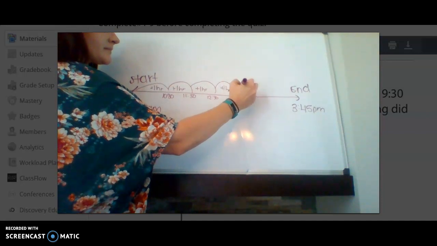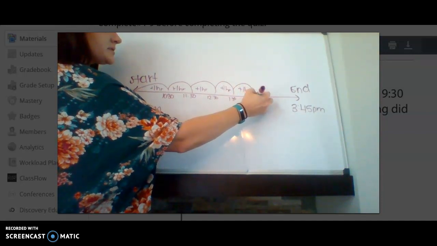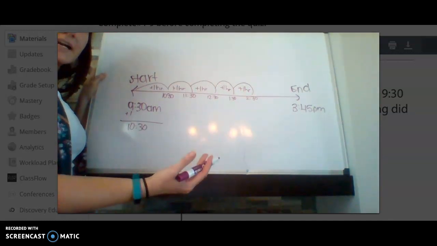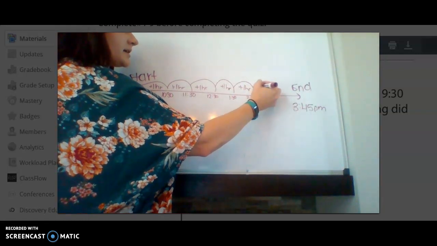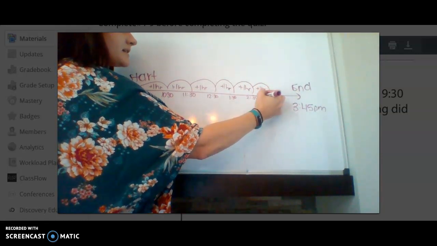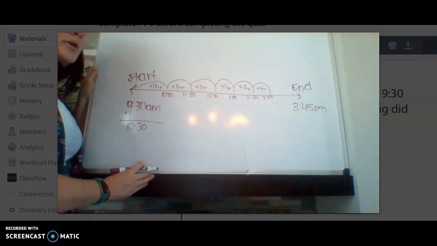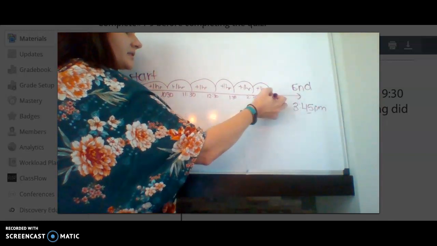Okay? Add 1 more hour. Now we're at 2:30. And if I jump 1 more hour and I'm at 3:30, I'm still fine. I did not go past my end time. So jumping 1 more hour to get me to 3:30. Now from 3:30 to 3:45, you're looking at your minutes here.